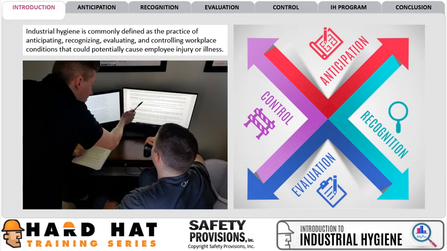Industrial hygiene is commonly defined as the practice of anticipating, recognizing, evaluating, and controlling workplace conditions that could potentially cause employee injury or illness.